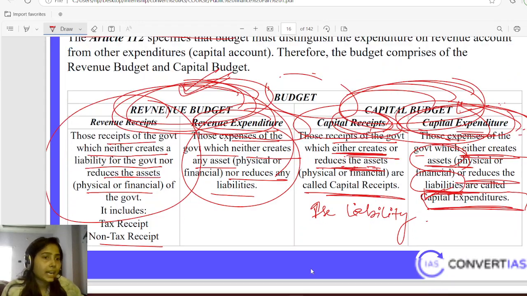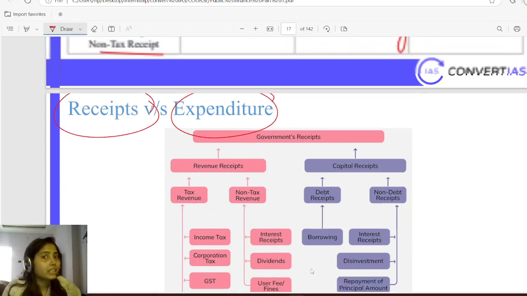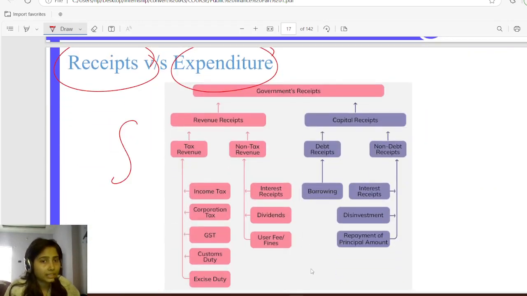Okay, I'll start from the next one, receipt and expenditure and its components. Once you understand the logic of what kind of component comes under revenue and what kind of component goes into capital, then you do not need to remember these things especially. So just try to focus on the understanding part first. If not, then try to remember these things.